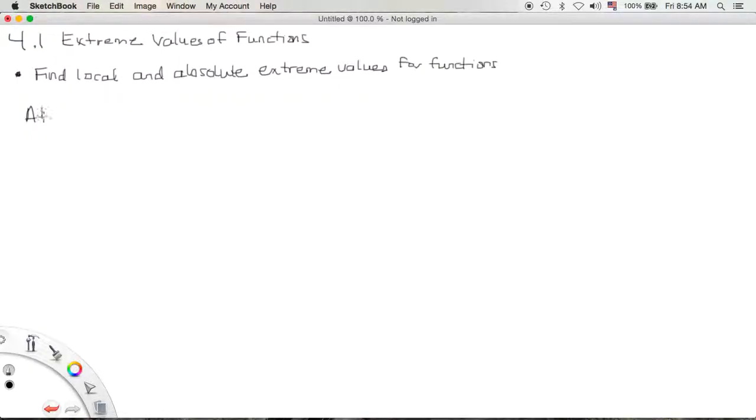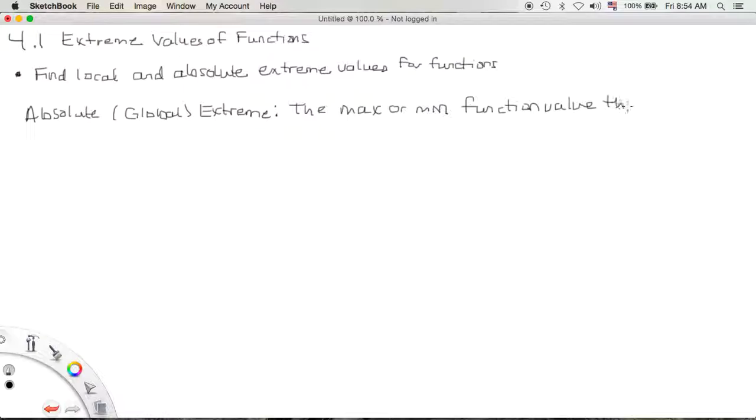An absolute or a global extreme is the maximum or minimum function value that there is for the whole function. So it's the biggest or the smallest value for the whole function.